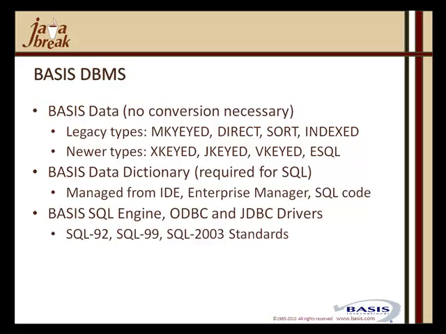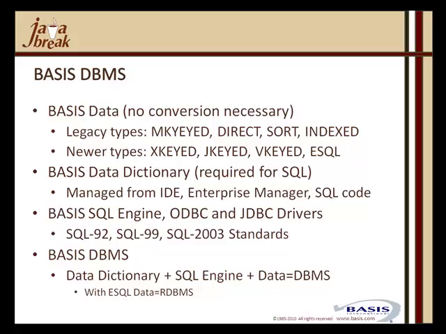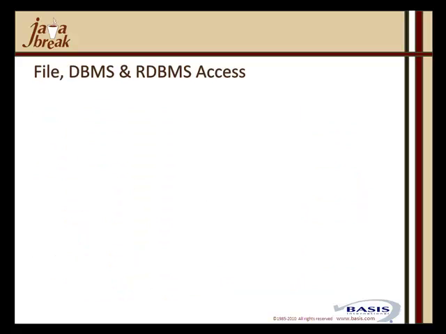The third component of the Basis database management system is the Basis SQL engine, utilized by the interpreter, the ODBC, and the JDBC drivers. Basis SQL grammar generally conforms to popular SQL standards. For a detailed list of BBj's support of these specifications, have a look at the documentation online. So your Basis database management system consists of those three components, the data dictionary, plus the SQL engine, plus the data. And with the ESQL data, that equates to a relational database management system.